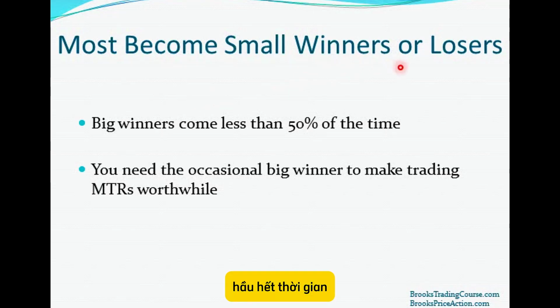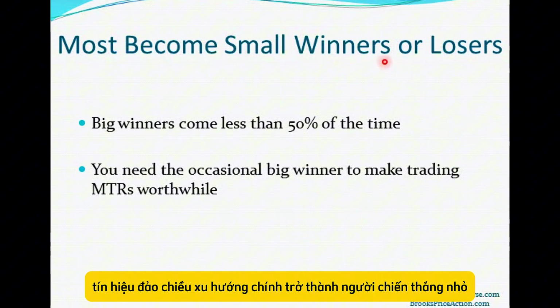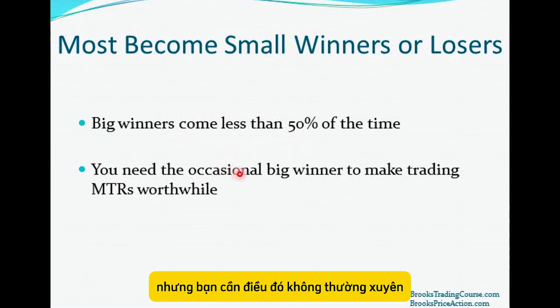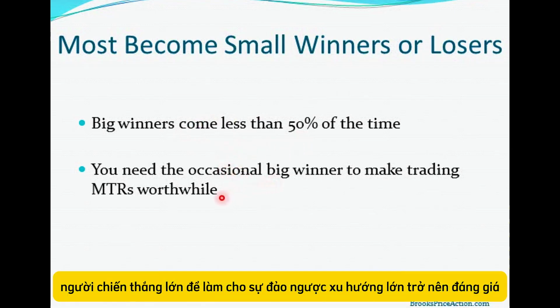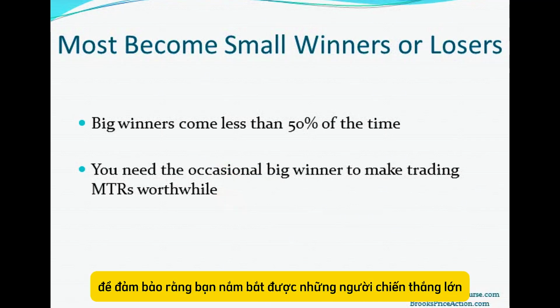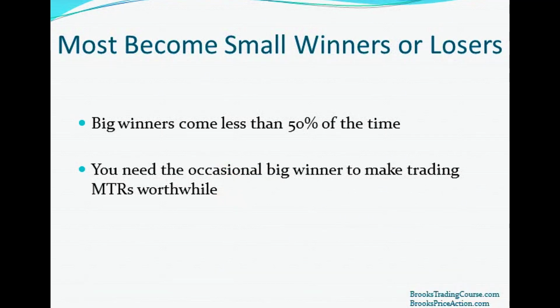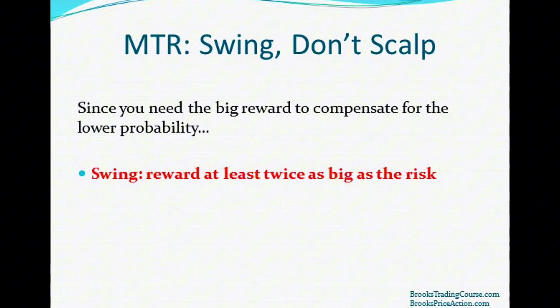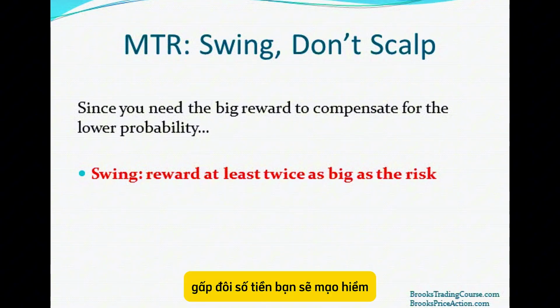Most of the time, major trend reversal signals become small winners or losers. Big winners come less than 50% of the time, but you need that occasional big winner to make major trend reversals worthwhile. So you have to treat them as swing trades to make sure that you capture those big winners. And by a big winner, I mean a reward at least twice as big as the risk. And that you need at least twice as much as you're going to risk to overcome the lower probability.